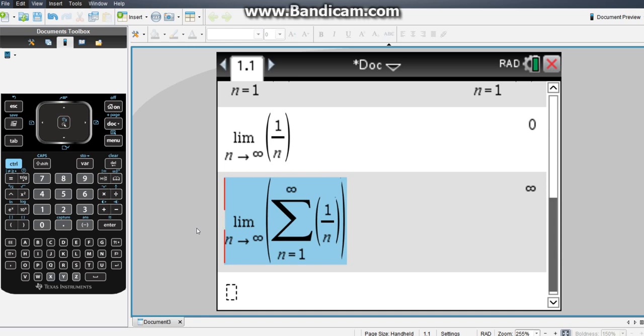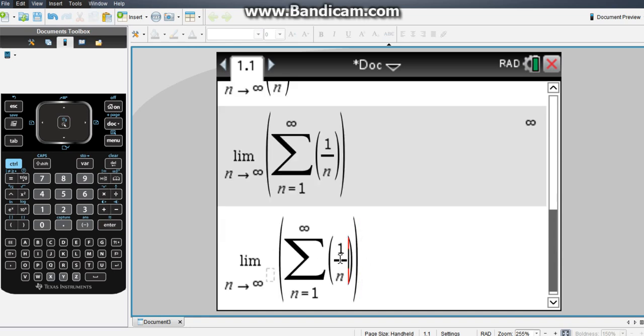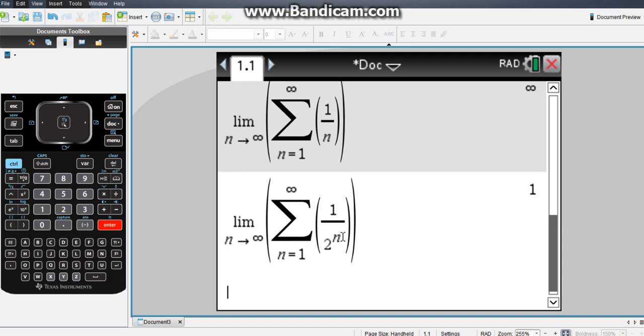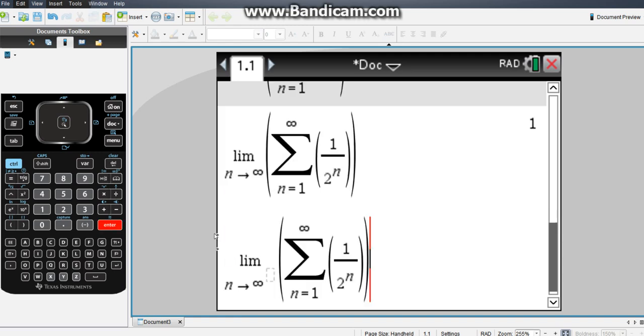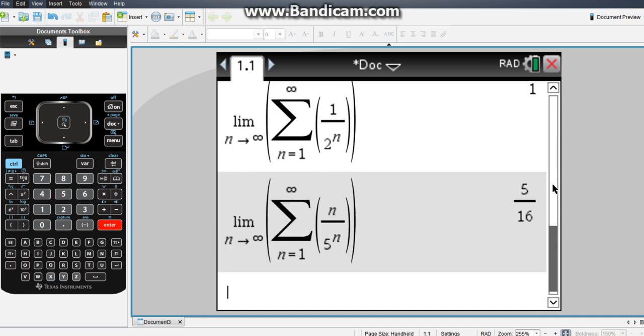Now, don't think that this only works for divergent functions. We can even plug in old ones that we know to be convergent, like 1 over 2 to the n. That's still 1. Another example that I saw was n over 5 to the n, which should come out to be, I believe, 5/16. There you go.